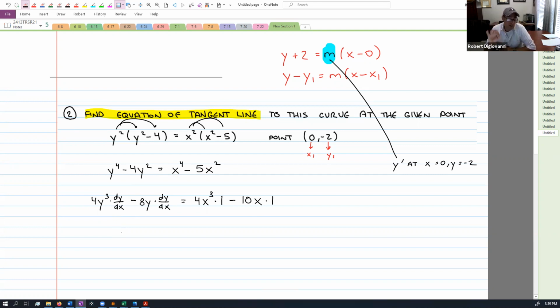Now, because we are finding the equation of the tangent line at a specific point, I do not need to get dy/dx by itself on one side of the equation. What I can do is replace all the x's with zeros and all the y's with -2. So let's do that. I will have 4 times -2 cubed times dy/dx minus 8 times -2 dy/dx equals, now on the right side, I'm plugging in 0 for x, so everything goes away. We just have 0.